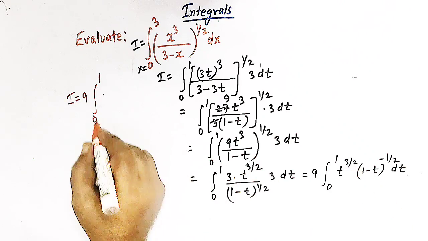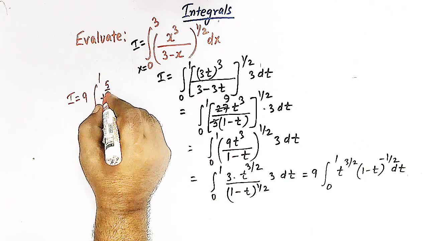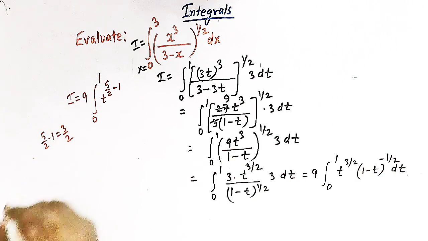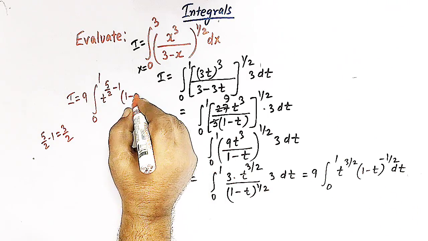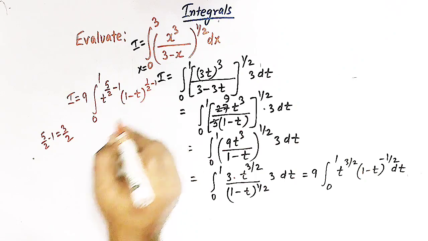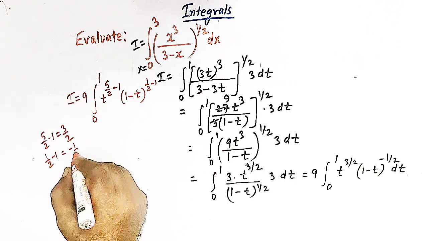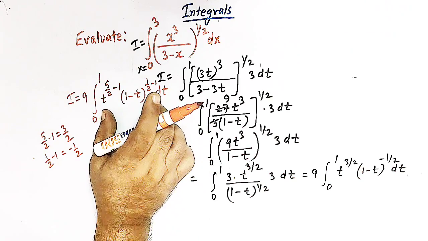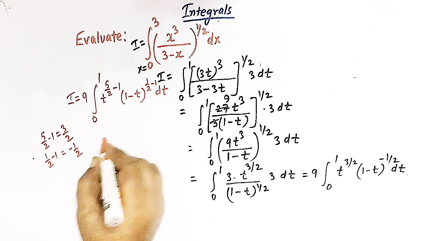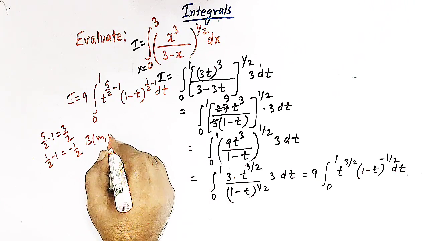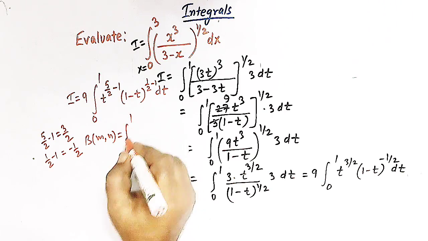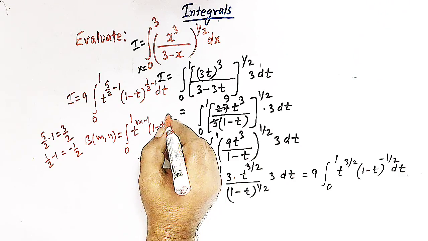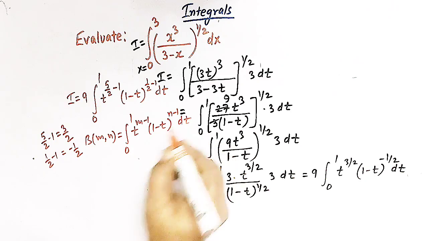So now this integral I can be written as 9, then 0 to 1, and t raised to 3 by 2 can be written as t raised to 5 by 2 minus 1, because 5 by 2 minus 1 is equal to 3 over 2, and we can write 1 minus t raised to half minus 1, because half minus 1 is equal to minus half, and here we have dt. Now this integral is similar to the beta function, that is beta m comma n is defined as the integral 0 to 1 of t raised to m minus 1 times 1 minus t raised to n minus 1, dt.